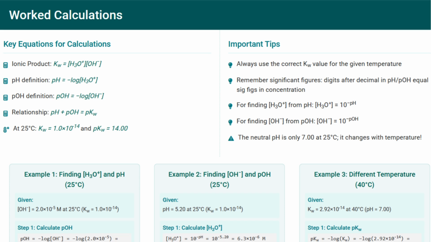All right, it's time for some worked calculations to put all this theory into practice. Here are the key equations we'll use. The ionic product, Kw, equals H3O plus times OH minus. The pH definition equals negative log of H3O plus. The pOH definition equals negative log of OH minus, and the core relationship pH plus pOH equals pKw. At 25 degrees Celsius, Kw is 1.0 times 10 to the negative 14, and pKw is 14.00.